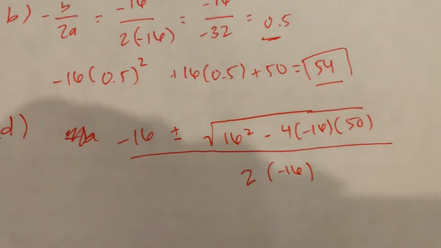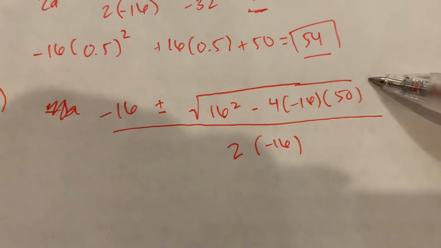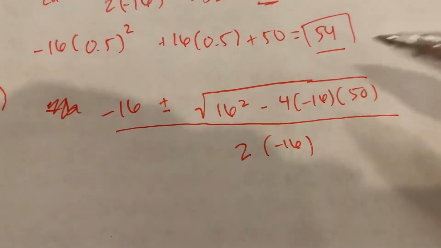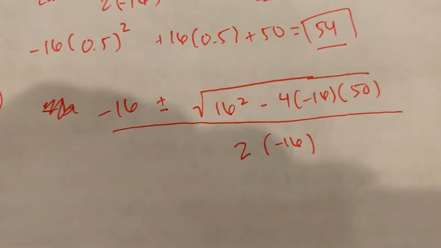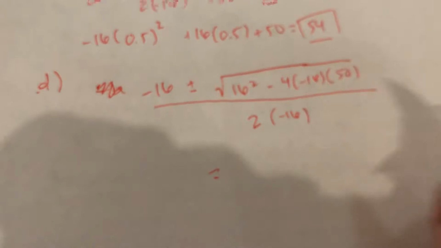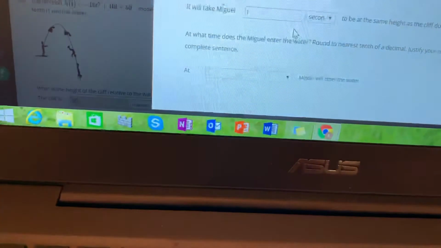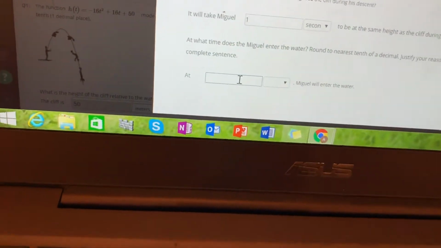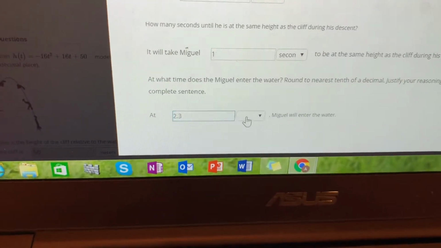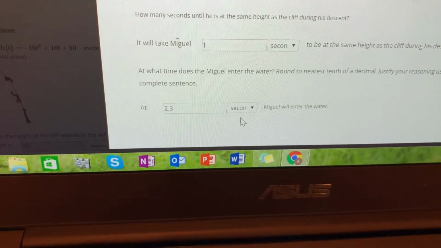I'm not gonna show you guys how to calculate this into your calculator. If you need help with this, let me know, or let your teacher or tutor know. But after this, you just simplify inside, plug it into your calculator. You should round it and get the answer of 2.3. Okay, so let's put in 2.3, and then we're talking about time, so it should be seconds.